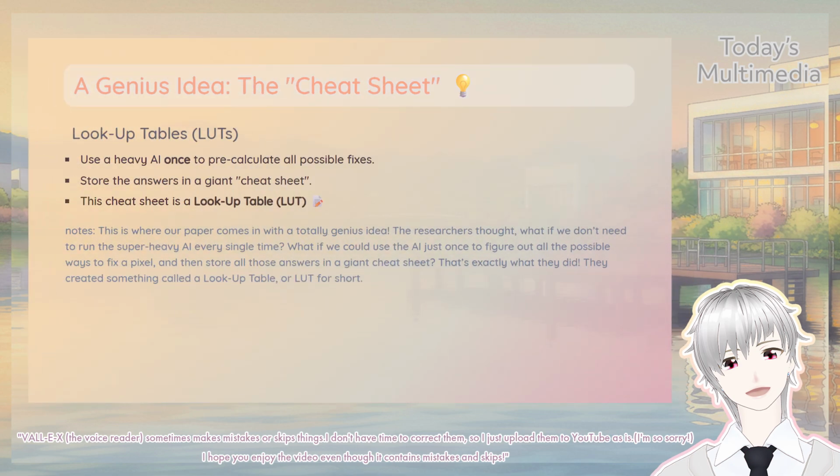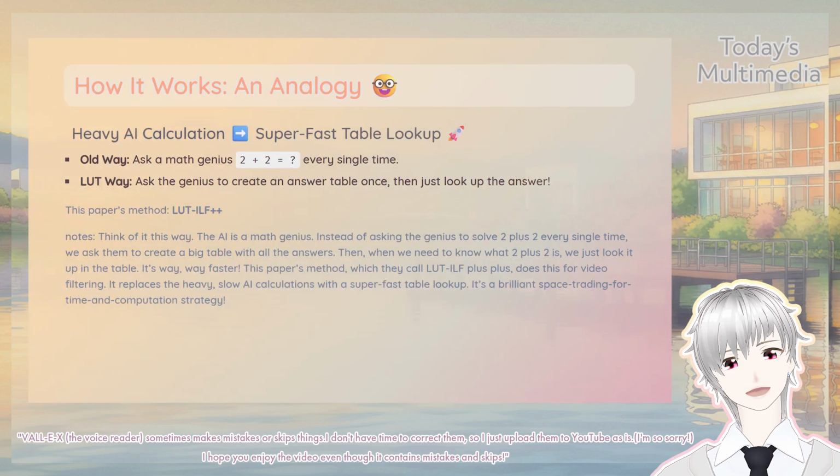This is where our paper comes in with a totally genius idea. The researchers thought, what if we don't need to run the super heavy AI every single time? What if we could use the AI just once to figure out all the possible ways to fix a pixel, and then store all those answers in a giant cheat sheet? That's exactly what they did. They created something called a lookup table, or LUT for short. Think of it this way. The AI is a math genius. Instead of asking the genius to solve 2 + 2 every single time, we ask them to create a big table with all the answers. Then when we need to know what 2 + 2 is, we just look it up in the table.